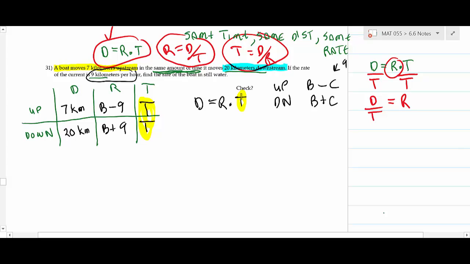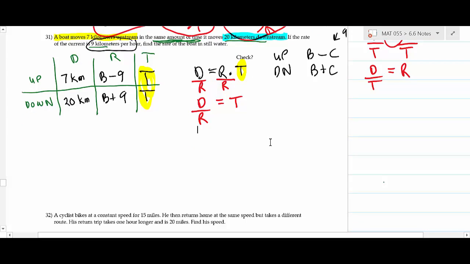So when we set up the equation, we're going to take advantage of the fact that these two things are the same. So what I'm going to do is divide both sides by R, so I get time is equal to distance over rate, okay? Now we're going to set up our two equations, but we're going to do it this way. If you look at the first row, time is equal to distance over rate. Distance is 7, rate is B minus 9. Okay, that's what time is. You take the distance you travel, divide by the rate, and you get the amount of time.